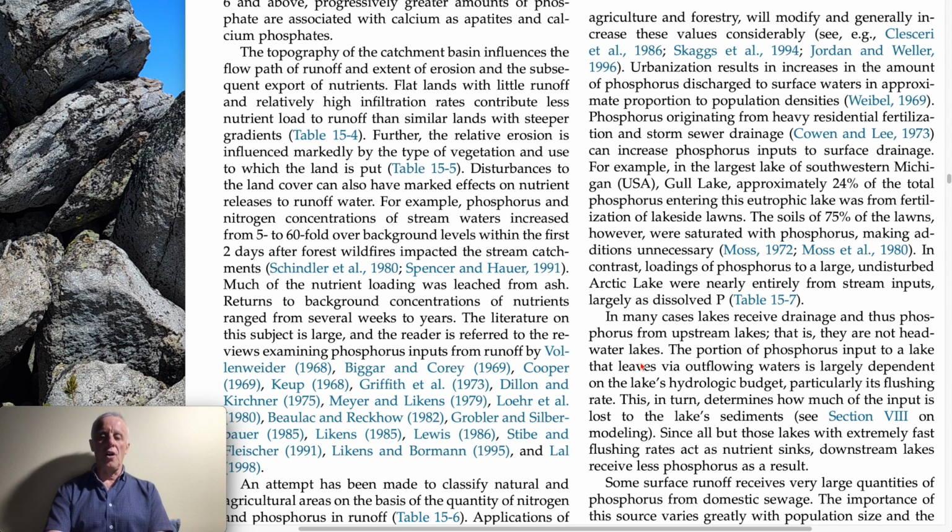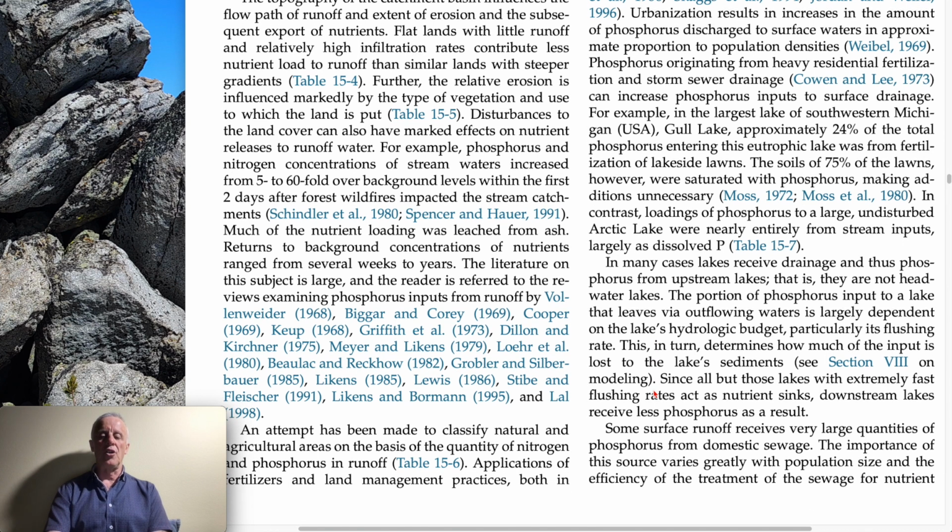For example, in the largest lake of southwestern Michigan, Gull Lake, approximately 24% of the total phosphorus entering this eutrophic lake was from fertilization of lakeside lawns. The soil of 75% of the lawns, however, was saturated with phosphorus, making addition unnecessary. In contrast, loading of phosphorus to a large, undisturbed Arctic lake was nearly entirely from stream inputs, largely as dissolved phosphorus.